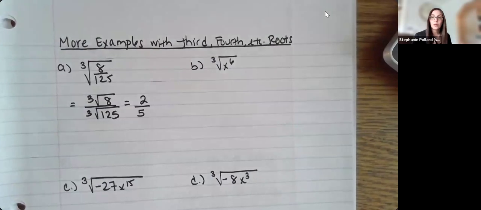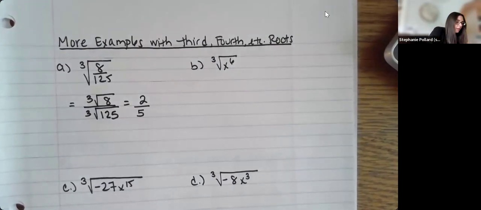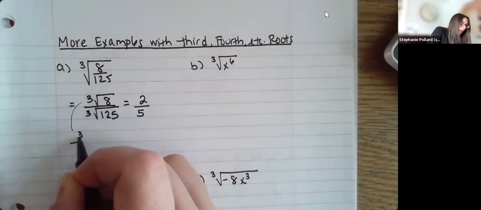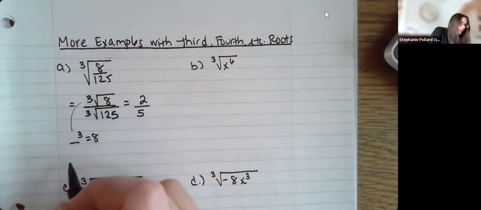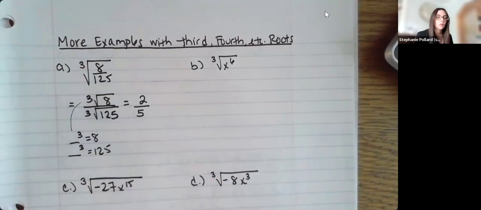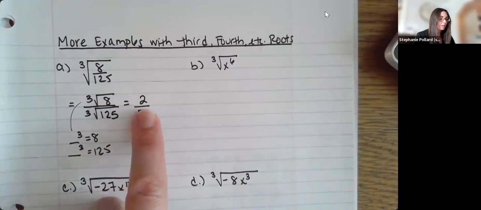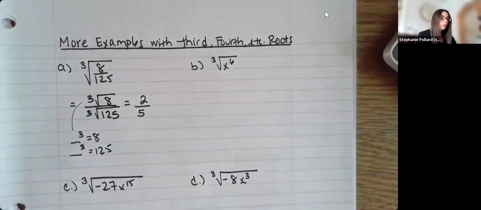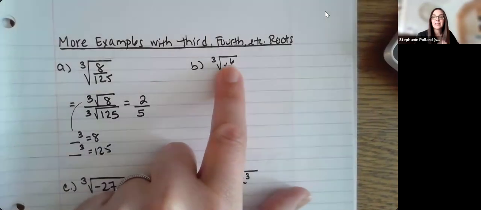Now remember, what you're doing here for cube roots is you're thinking about, for instance, well, what number, when I cube it, would give me 8? Or in the second case, what number, when I cube it, would give me 125? So 2 cubed would be 8, and 5 cubed would be 125. When you bring in variables, it is a little bit different.